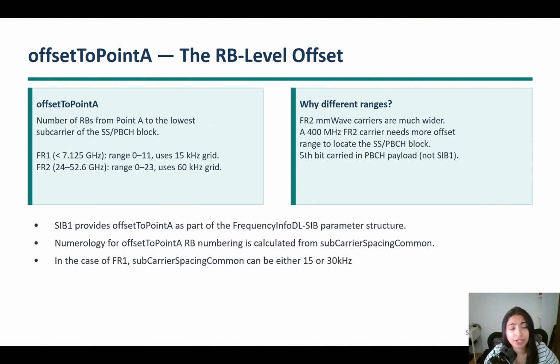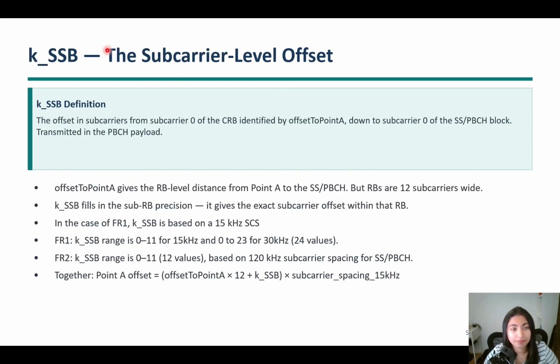Now let us look at offset to point A in detail. This parameter is provided in SIB1. It tells the UE how far the SSPBCH block is from point A. This is measured in resource blocks. So KSSB and offset to point A are measured in different units.